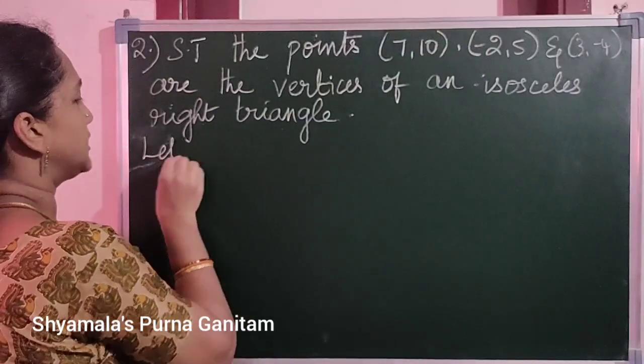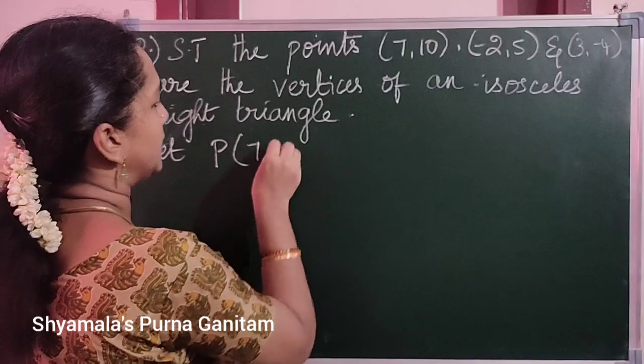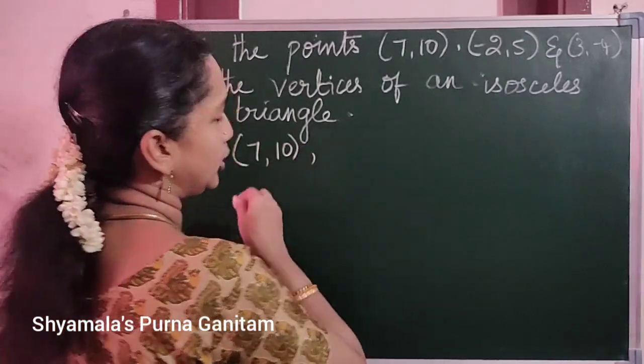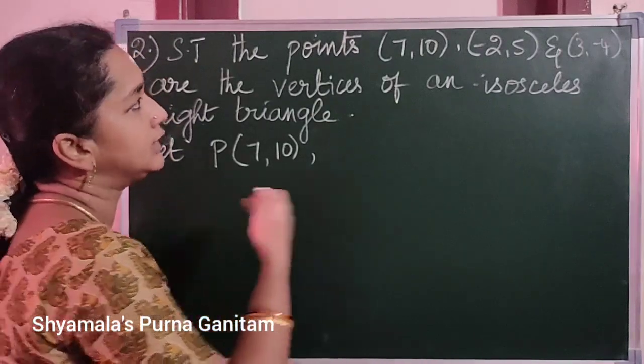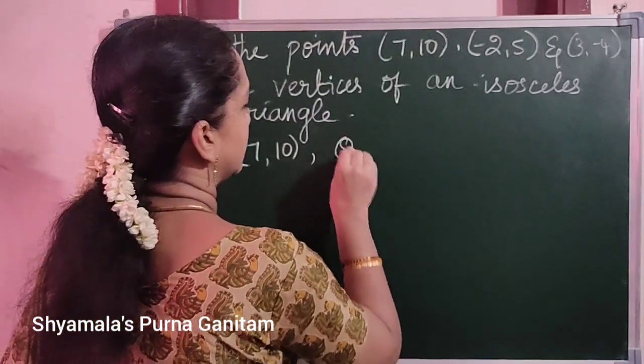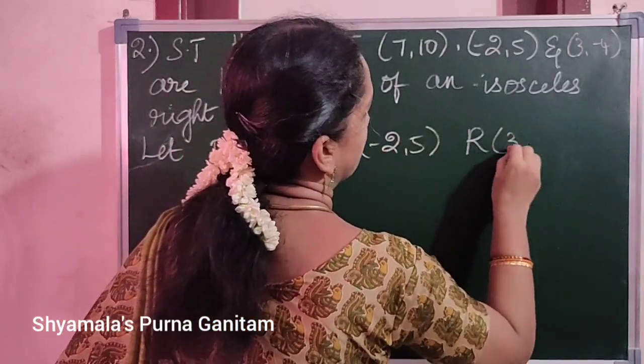So now for this sum we will take the 3 points as P, Q and R. So P is 7, 10. As I told you, taking the point's name is only for our convenience, so anything you can take. Q is minus 2, 5 and R is 3, minus 4.